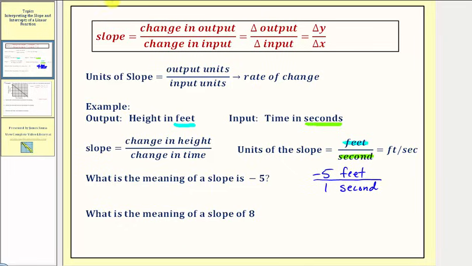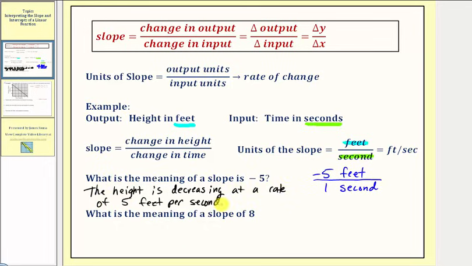Let's put this in a sentence. The height is decreasing at a rate of 5 feet per second. Now if the slope was +8, then we'd have the ratio of 8 feet per 1 second, and because now the 8 is positive, the height would be increasing at a rate of 8 feet per second. Let's also put this in a sentence.